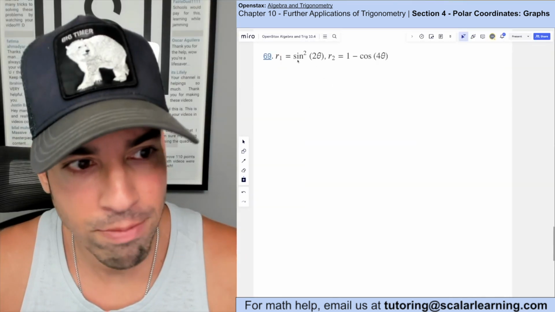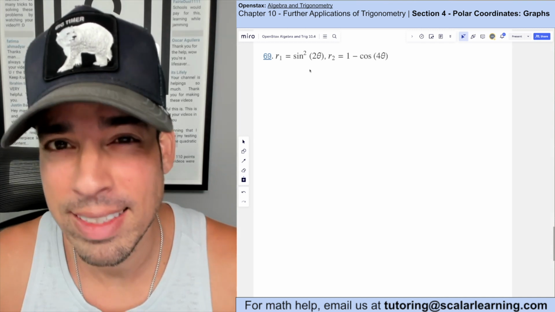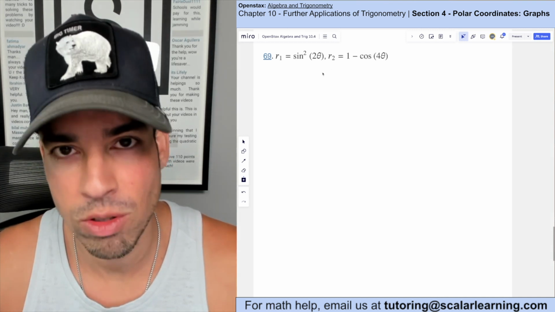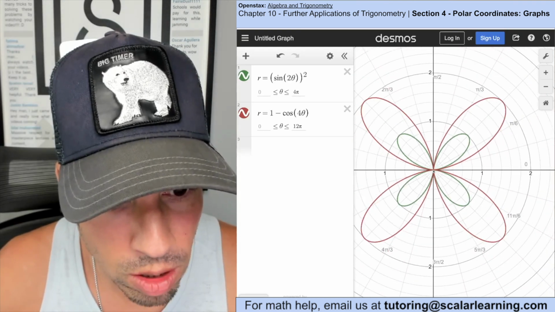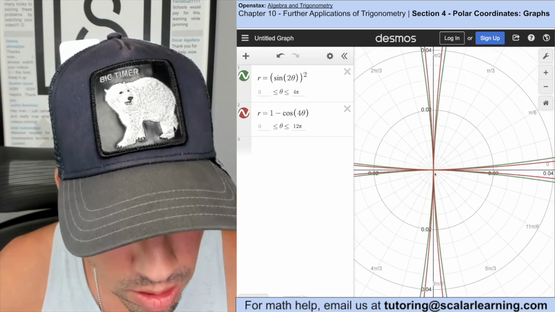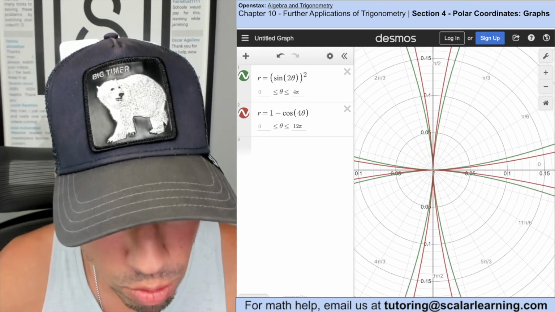Done. For this one, we're going to graph both of these in a graphing calculator, aka Desmos, and find the points of intersection. So let's do that now. So for this one, the only point of intersection I'm really seeing here is right here at the pole. That's where they both cross.